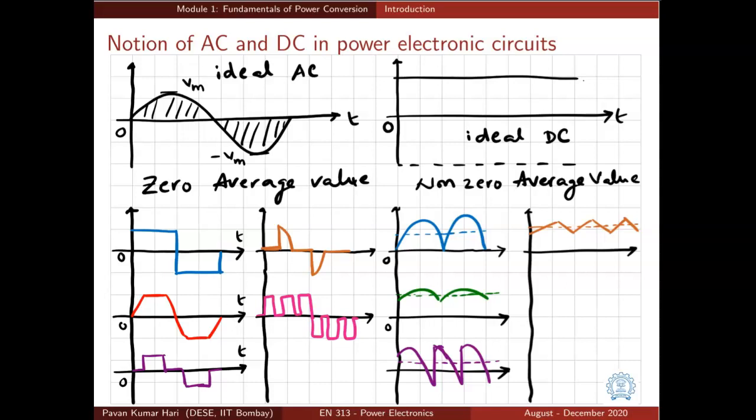The DC waveforms could also have negative average value. For example, you can have some waveform like this, which has a negative average value. All these waveforms are functions of time.